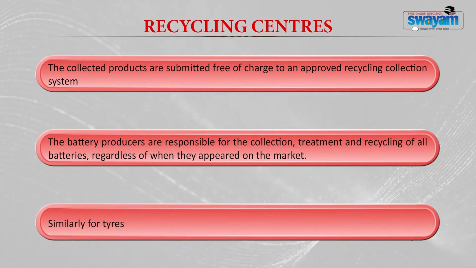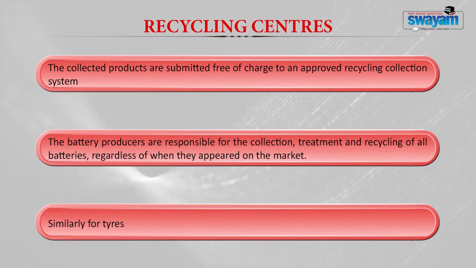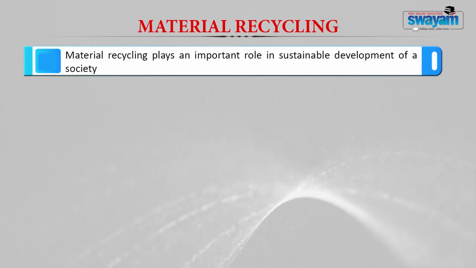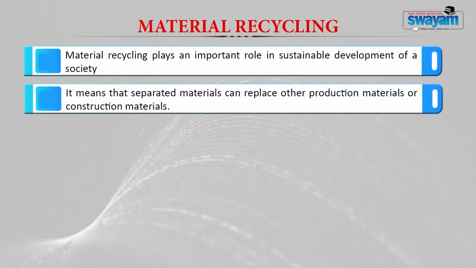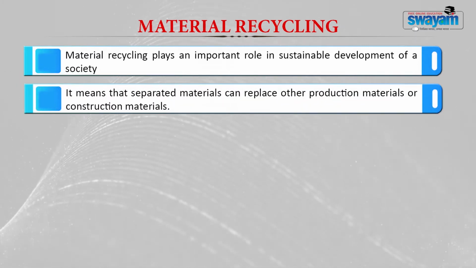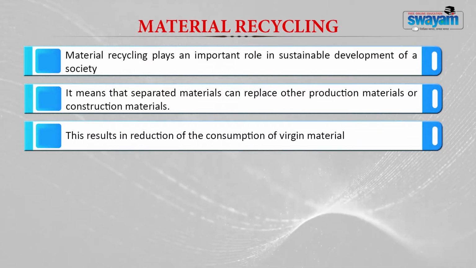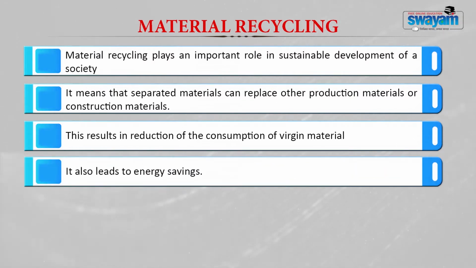Similarly, for tires also, tire manufacturing units should collect back or take back the tires and then put them for recycling. Another advancement that has come is material recycling. Material recycling generally plays an important role in the sustainable development of a society. It means that the separated materials can replace other production materials or construction materials. Now, what will happen by doing so is it will reduce the consumption of virgin material, I mean the new resources consumption will be reduced. Also, it will lead to saving energy.